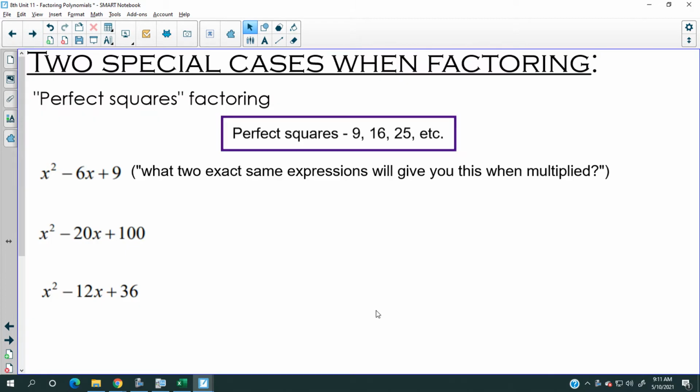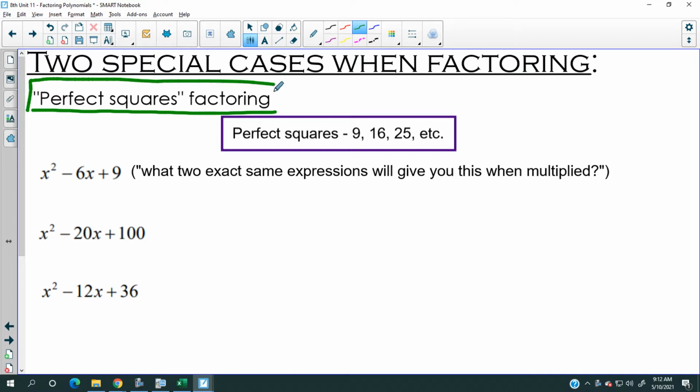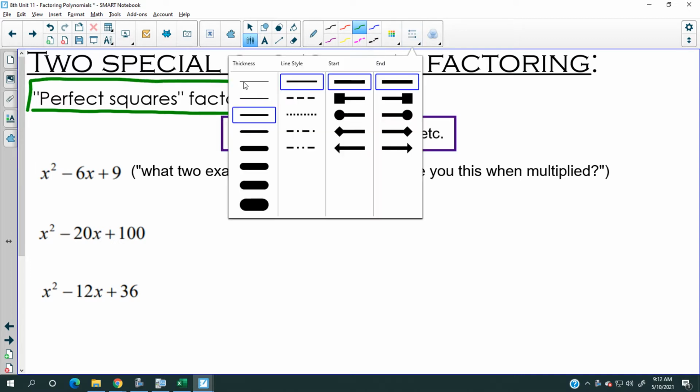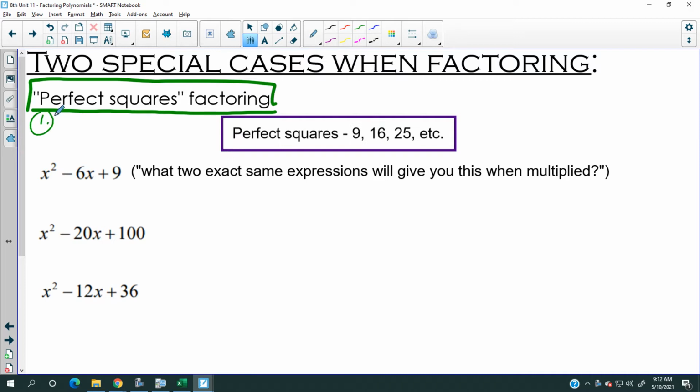No promises though. Now, the first thing you gotta note is what we call special cases factoring. The first one is called perfect square factoring. You should probably write this down in your notebook if you're watching this right now. So, the first case, perfect squares factoring. What exactly does that mean? The question goes something like this. In these three examples, they all qualify as a perfect square factoring.